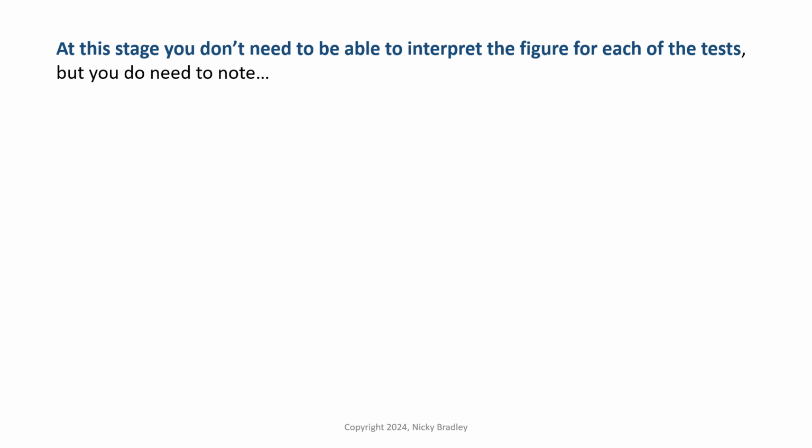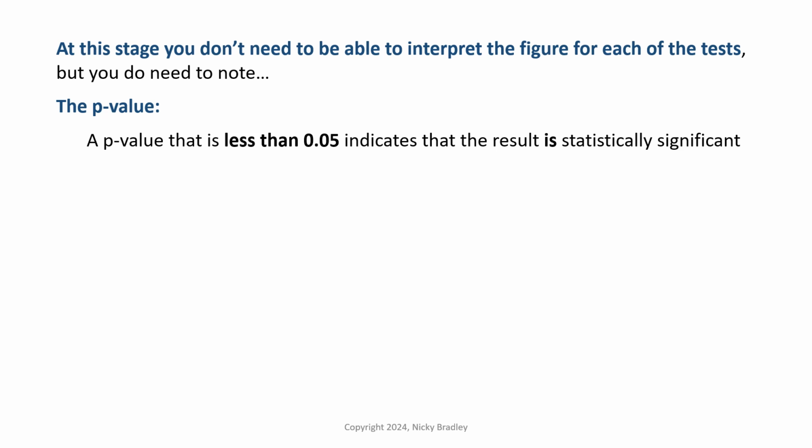At this stage, you'll be glad to hear, you don't need to be able to interpret the figure for each of the tests. But you do need to note the p-value. Remember, this is about statistical significance, not clinical significance, and it's about the probability that those results were due to chance. So a p-value that is less than 0.05 indicates that the result is statistically significant.